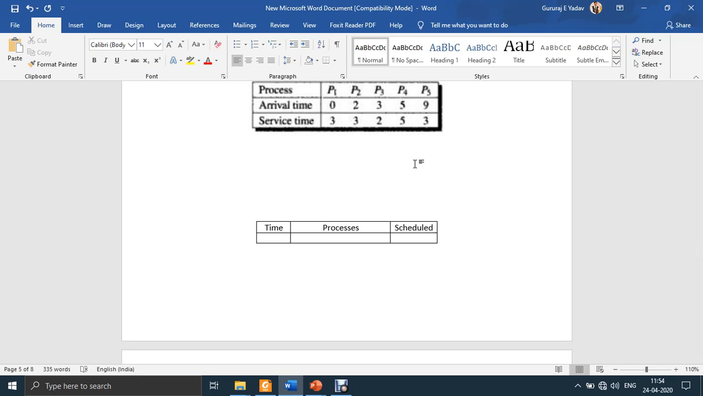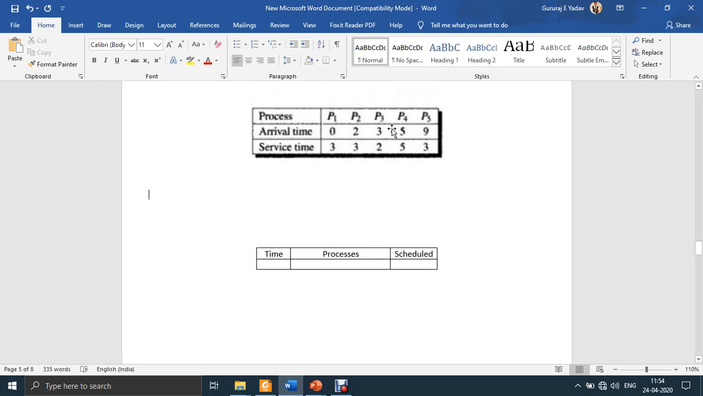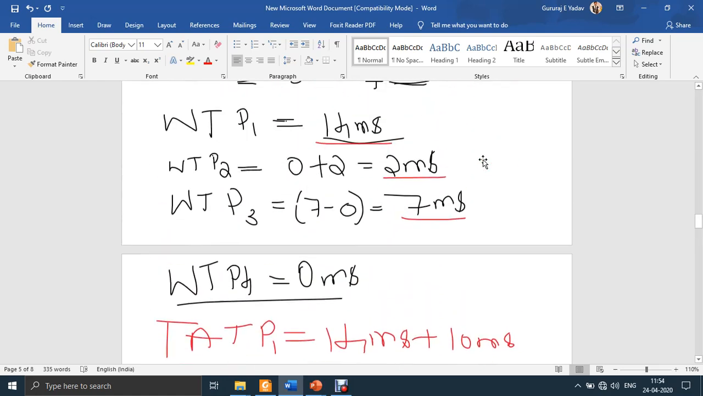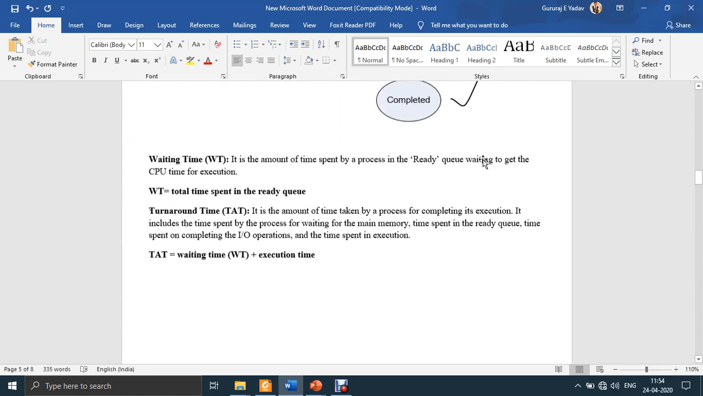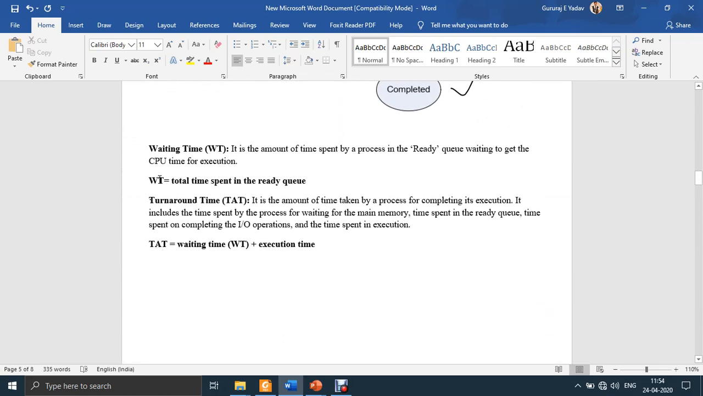and average turnaround time and average waiting time. Now in this lecture, before going to the next type of preemptive scheduling, that is round robin scheduling, first we'll discuss the same preemptive shortest job first scheduling with one more example. Before going to the example, we shall go through the definition of turnaround time and waiting time once again. So what is waiting time?